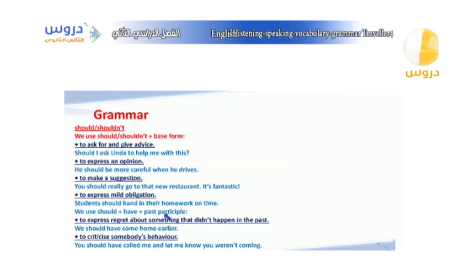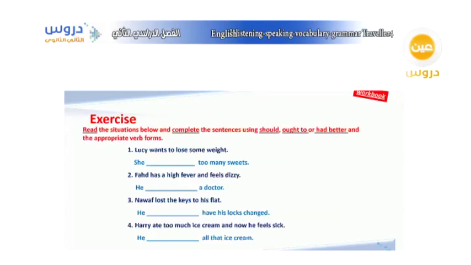And sometimes we use should and have and the past participle. You should have submitted your homework. And also to express regret about something that did not happen in the past. We should have come home earlier. We should have studied for the test better. Or to criticize somebody's behavior: you should have called me, you should have taken the medication, you should not have gone to the playground, and so on.